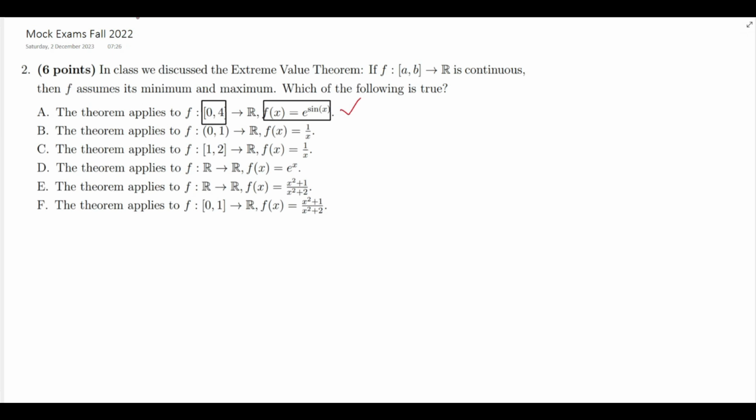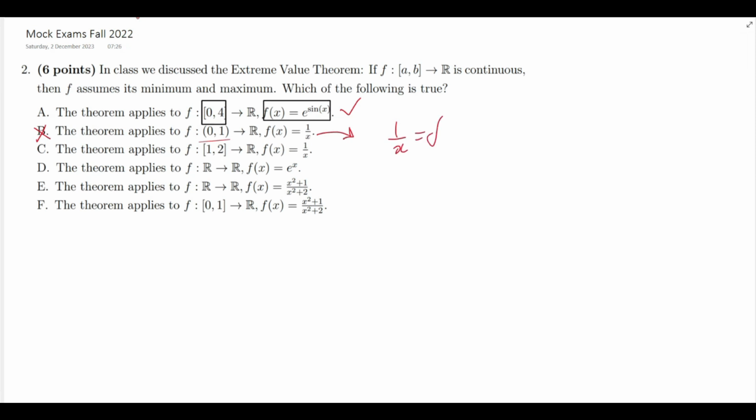Now the second option says that the theorem applies to f from the interval (0, 1) to the set of R, where f of x equals 1 over x. So the first thing we notice is this is not a closed interval. This is not a closed interval. So without thinking too much, you can cross out this option without even checking if it is a continuous function or not. Let's check if it's a continuous function.